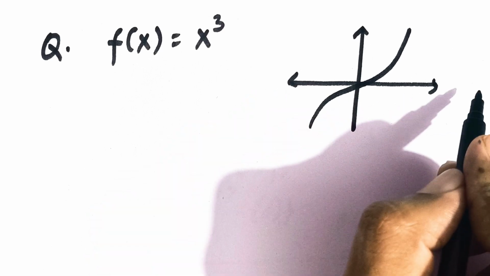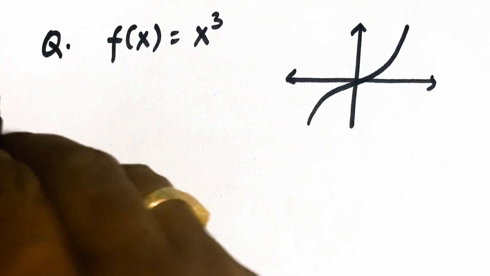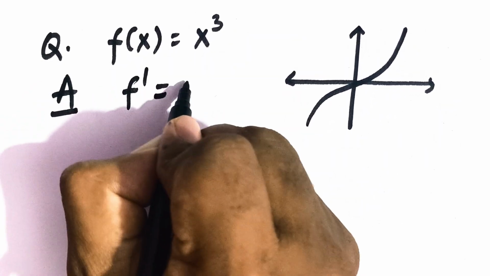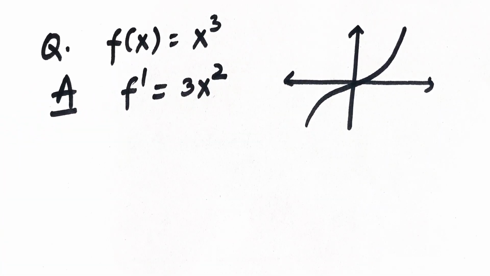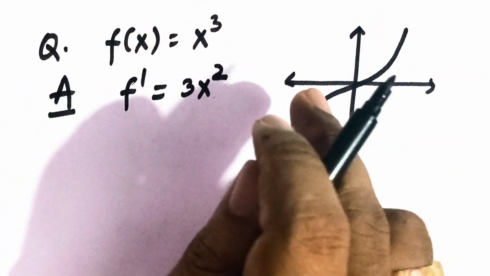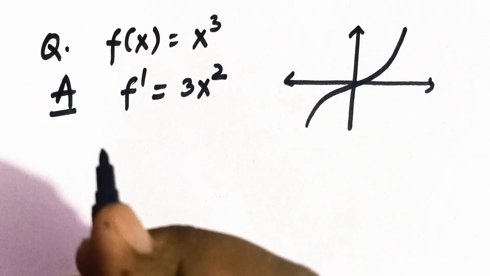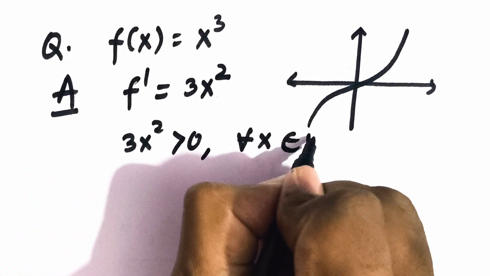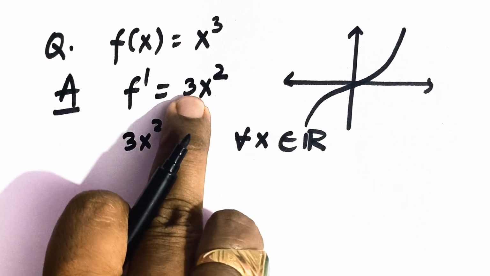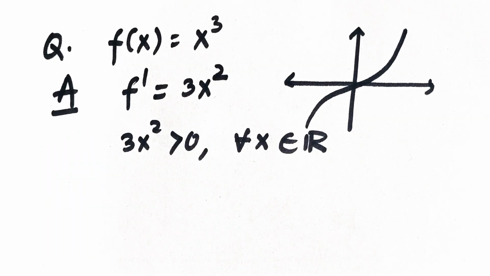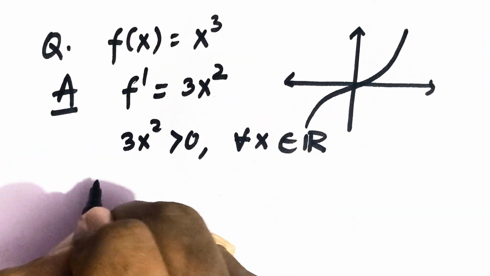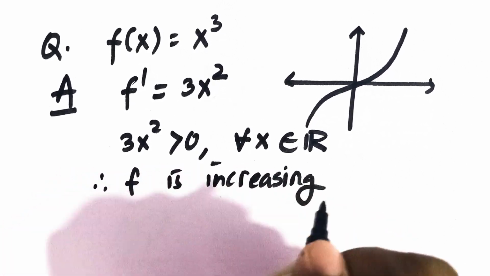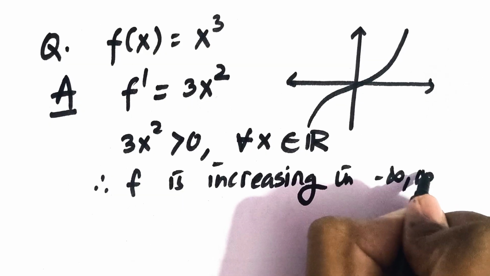It increases between minus infinity and infinity, and this must be the case by the test also. Let's verify. What is our first derivative? It's 3x squared. So x squared is always positive for any x. So we can say directly that 3x squared is always positive for all x in the set of real numbers. So it is always positive. Hence, f is increasing on the whole real number line. Therefore, f is increasing in minus infinity to infinity.